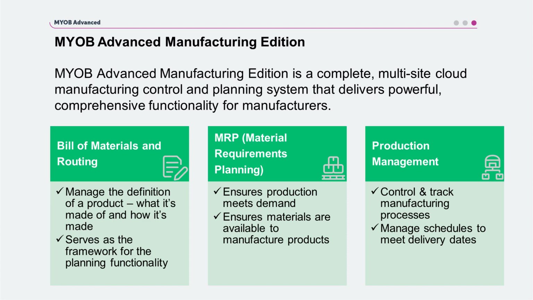Material requirements planning ensures that the production meets demands and that the materials needed to manufacture products are available. And with production management, you control and track the manufacturing processes and manage the schedules to meet delivery dates. So with these three core modules, you can run your manufacturing process end to end. Now, let's look at each one in a little bit more detail.